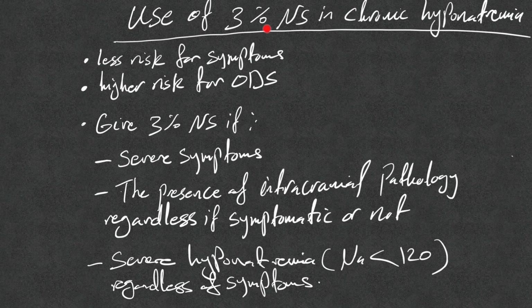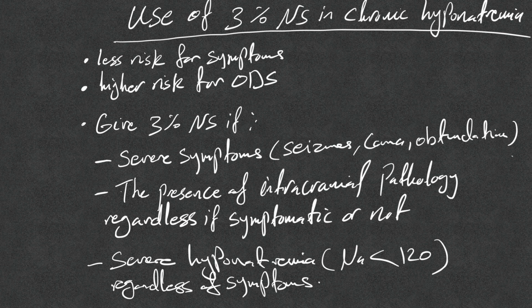How about the use of 3% normal saline in chronic hyponatremia? As you know by now, there is less risk for symptoms compared to acute hyponatremia, but much higher risk of osmotic demyelination syndrome in chronic hyponatremia. So give 3% normal saline in chronic hyponatremia if there are severe symptoms. So not mild or moderate symptoms, only severe symptoms. And remember, we said seizures, coma, obtundation, respiratory arrest, etc. So mild to moderate symptoms in chronic hyponatremia, we don't give 3% normal saline, unlike acute hyponatremia.